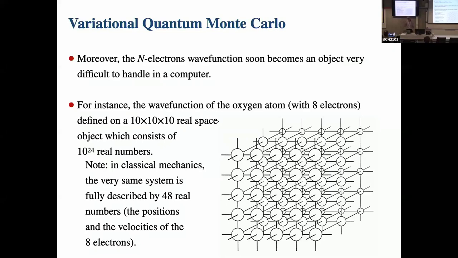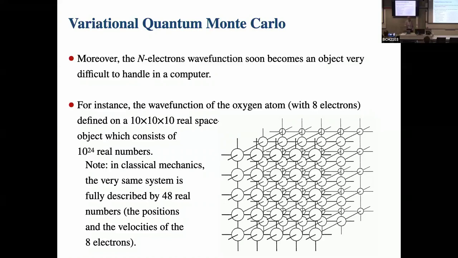If you compare that to classical mechanics, if I had 8 electrons with classical positions and classical velocities, that would be just 8 times 6 numbers, so 48 numbers to describe the positions and velocities of my electrons. And here we need 10 to the power of 30.